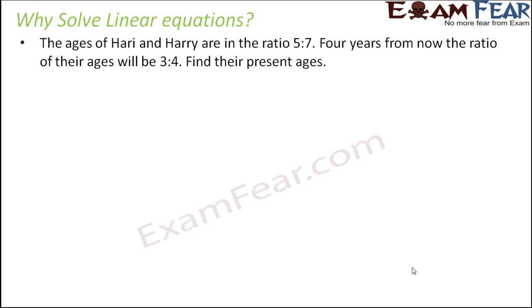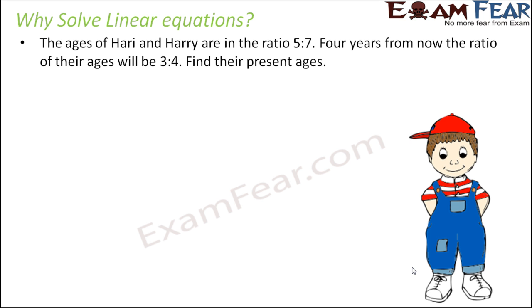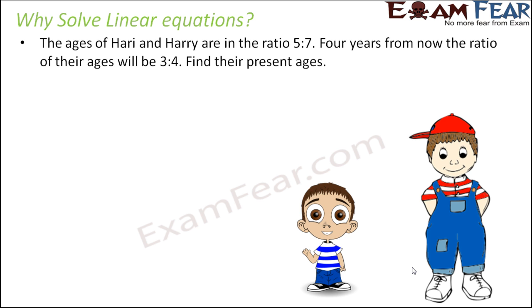Now let's say that there is a problem statement where you know that there are two brothers, Hari and Harry, and their ages are in the ratio of 5:7. Since the ratio is 5:7, that means Hari is younger than Harry. So let's say this is Hari and this is Harry.